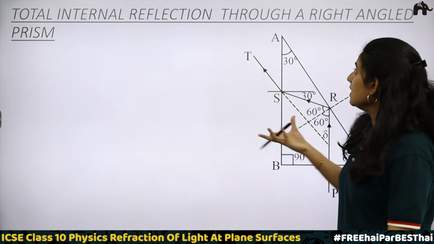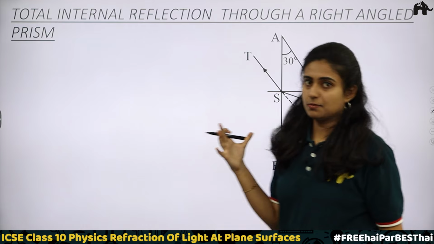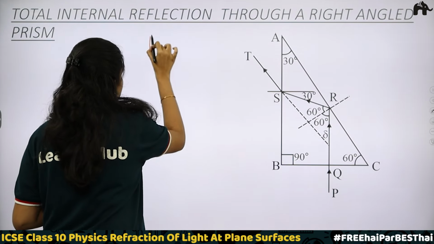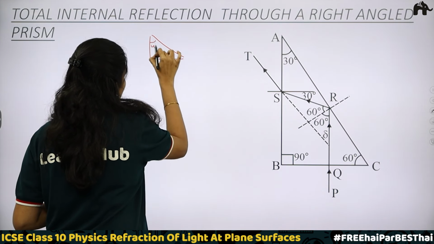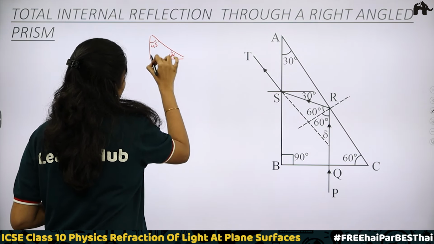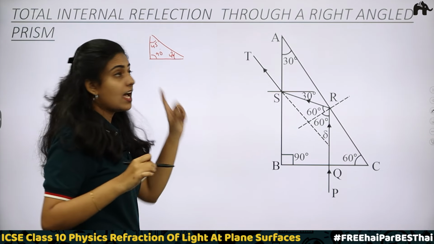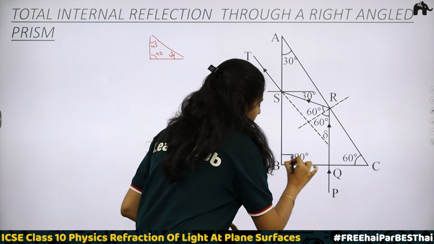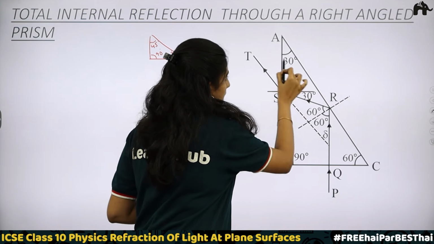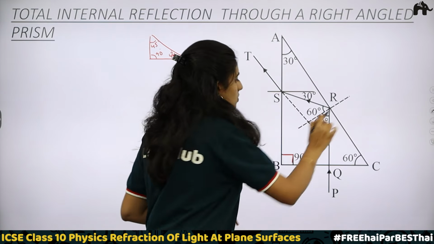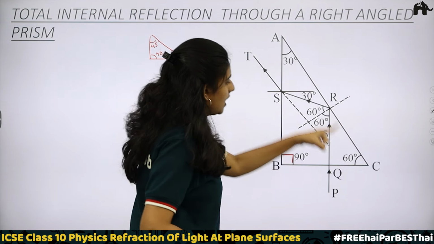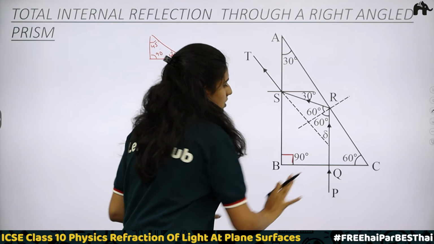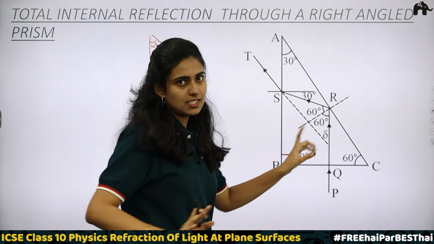Next case is total internal reflection through a right angled prism. In the previous case we had a right angled prism such that two angles are 45 degree and one angle is 90 degree, which is a right angled isosceles prism. Here, we have one angle 90 degree and the other two angles sum to 90 degree: 30 degree and 60 degree. 30 plus 60 is equal to 90 degree. Now let's see how total internal reflection is going to take place in this case.